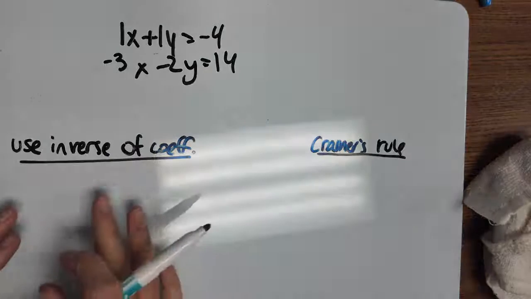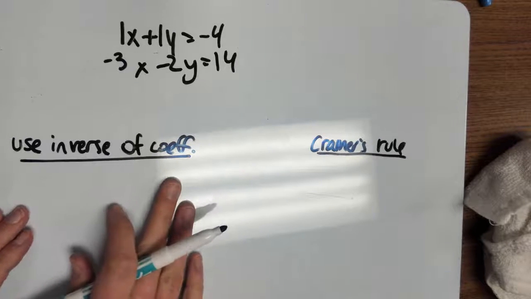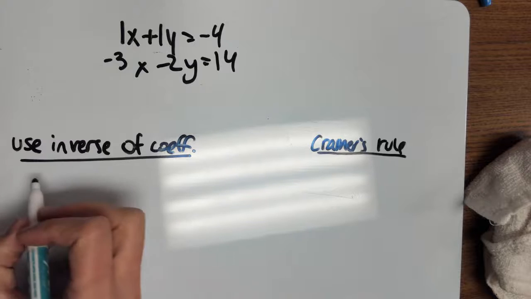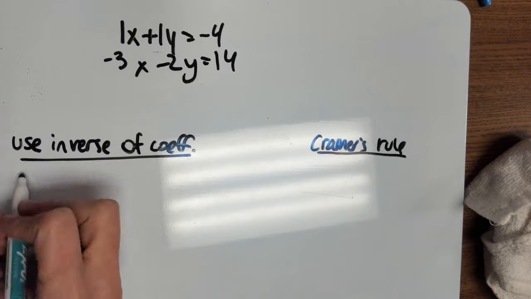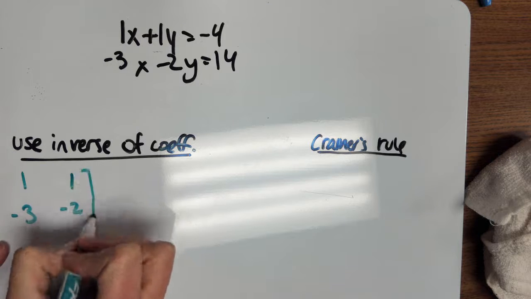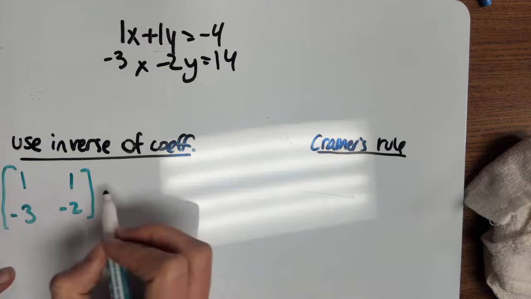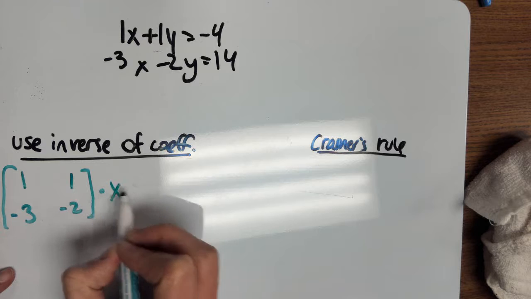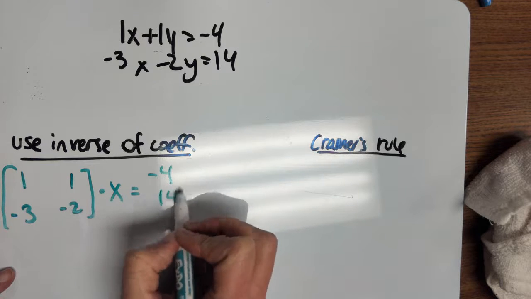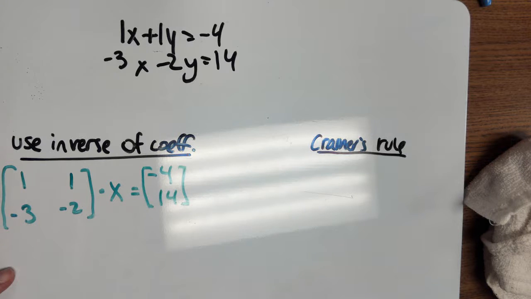So the first step, we're going to use the inverse of the coefficient matrix. You guys are pretty good with inverses at this point. We're going to create a matrix of just the coefficients. So that is 1, 1, -3, -2. And we know that this matrix times an unknown matrix is going to give me the solution set, so the -4 and the 14.